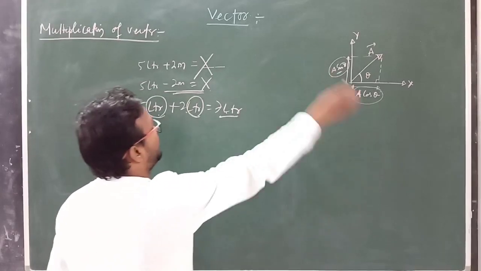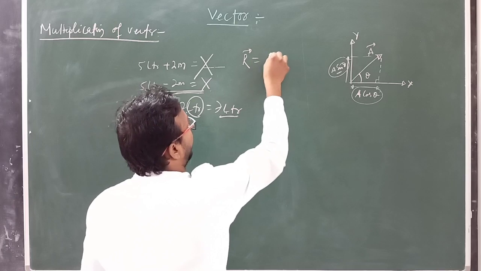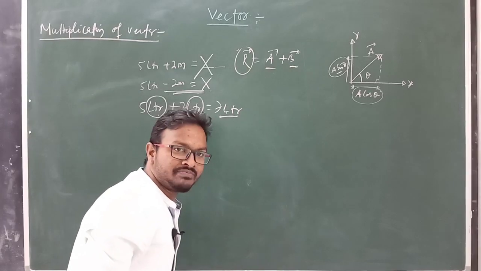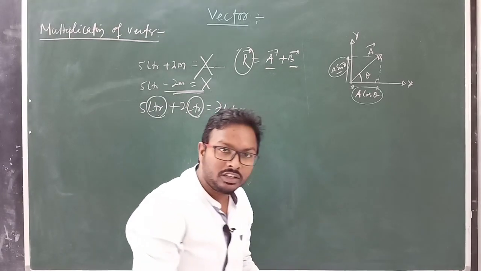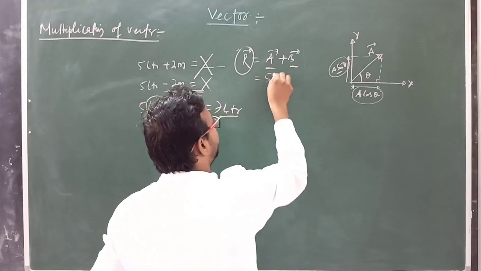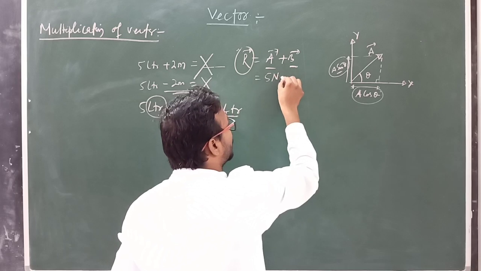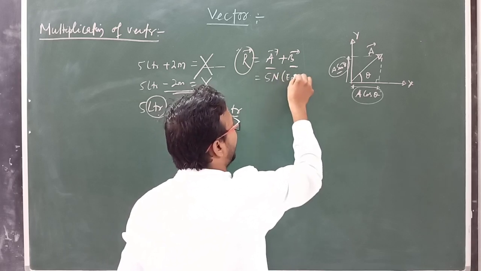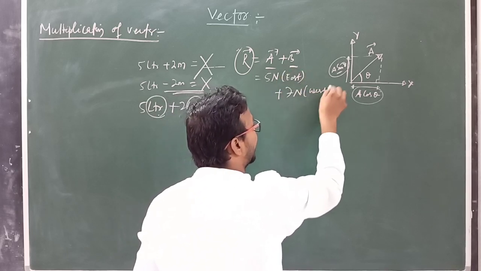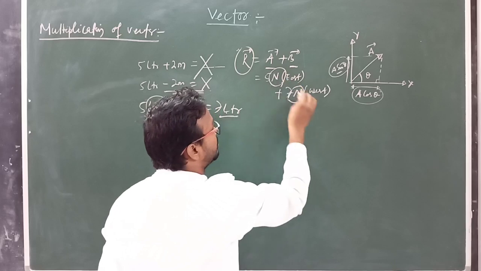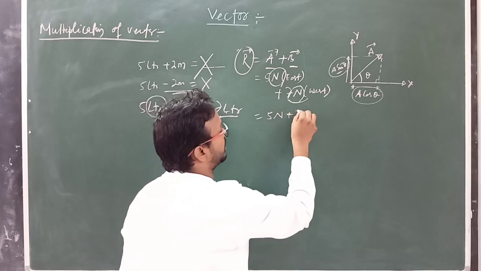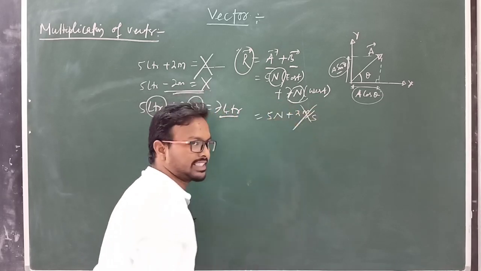Suppose I am writing here R equal to A vector plus B vector. This is the resultant vector. So what are A and B? A and B are two vectors which possess equal nature. Equal nature means, suppose, 5 Newton towards east plus 7 Newton towards west. Here the natures are equal, Newton and Newton, clear. So I cannot write 5 Newton plus 2 meter per second, which is meaningless.